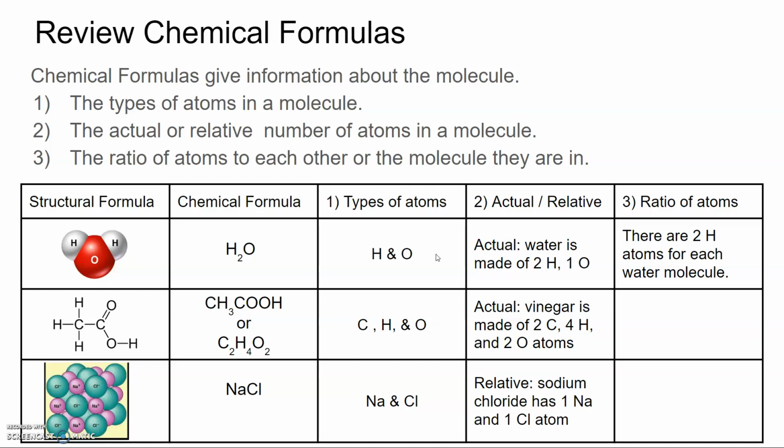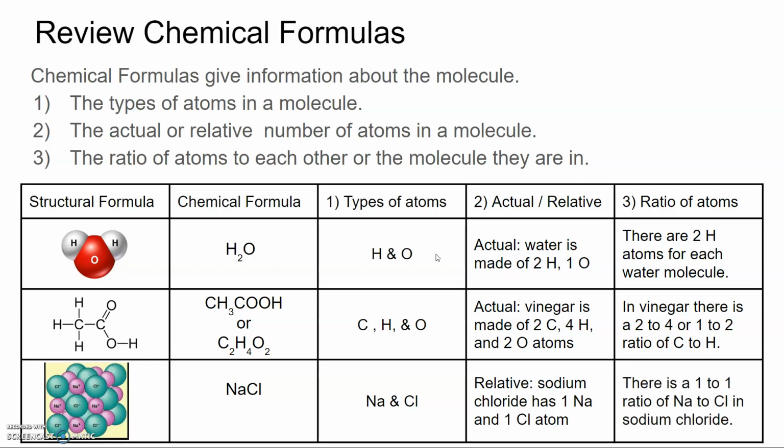We can also determine the ratio of atoms within the molecule. So for example, for vinegar, it has 2 carbons and 4 hydrogens. So in vinegar, we can say there's a 2-to-4 or 1-to-2 ratio of carbon to hydrogen. And likewise, for sodium chloride, we can say there's a 1-to-1 ratio of sodium to chlorine atoms. Okay, so this is quite a bit of information that we can get from the chemical formula.